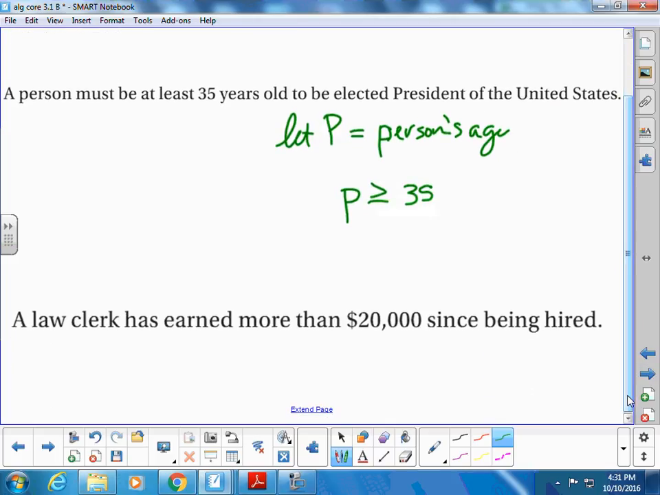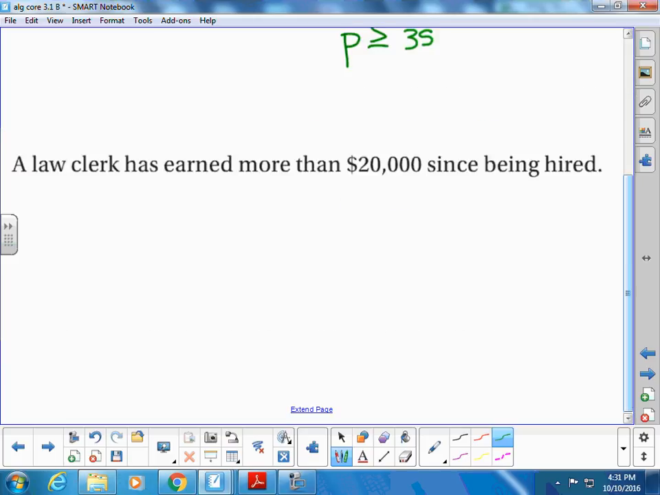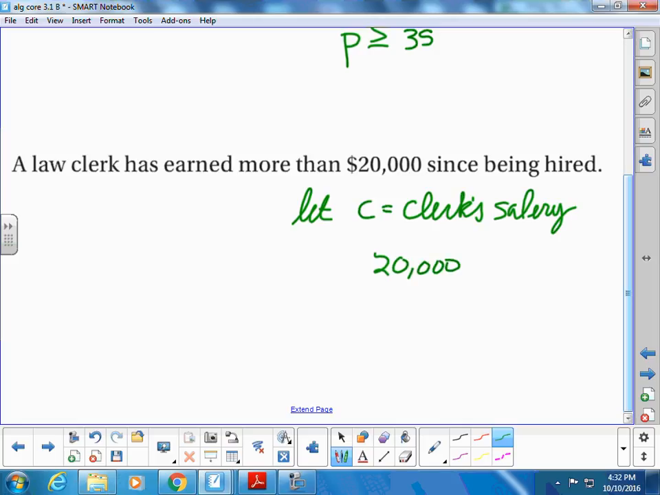And if we look at this, a law clerk earned more than $20,000 since being hired. So let C equal clerk's salary. Law clerk earned more than $20,000. Well, there's my $20,000 and my C. It has to be more than $20,000. So C is greater than 20,000.